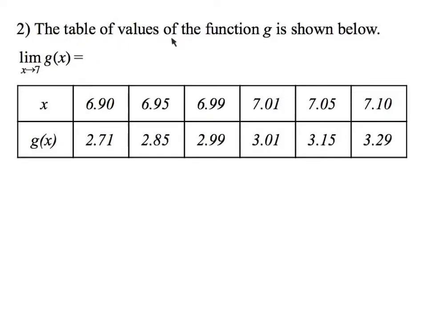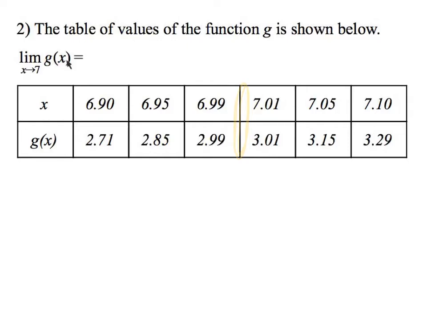The table of values of the function g is shown below. So here's g. I want the limit of g of x as x approaches 7. As you notice here, aren't the x values getting closer and closer to 7? And here, aren't they getting closer to 7? So if you look at it carefully, aren't we looking for right in here? Isn't that f of 7? Or sorry, not f of, g of 7. So g of 7 is somewhere in here.